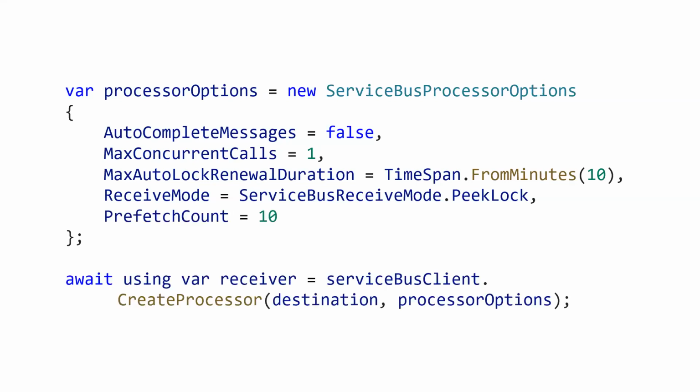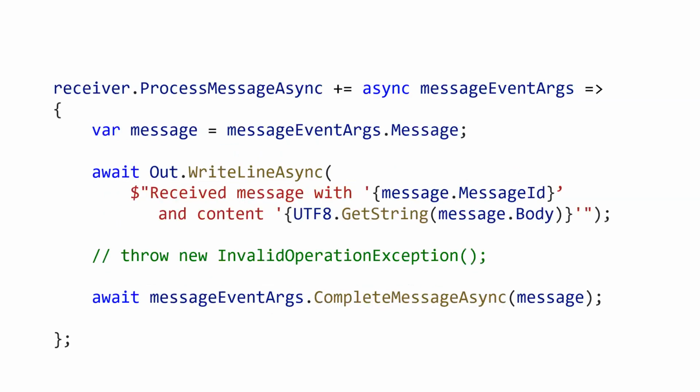And then again, the prefetch count, then we create the processor, and now we register on that receiver the process message async delegate. There we are getting the message, and then we can fetch the body, the message ID, and the additional properties that we sent. And because we have set autocomplete to false, we have to call event args complete message async and pass in the message. Only when this line is reached is the message actually completed successfully on Azure Service Bus and removed from the input queue.